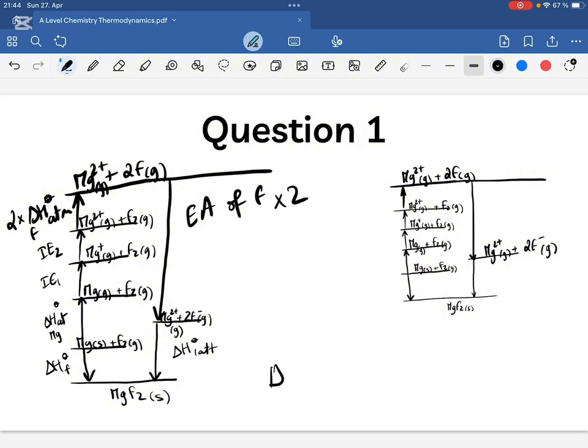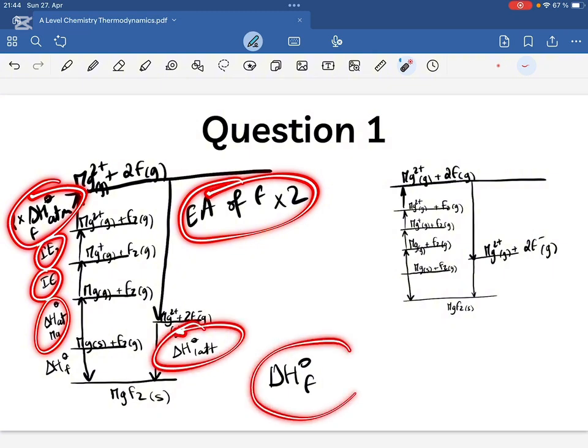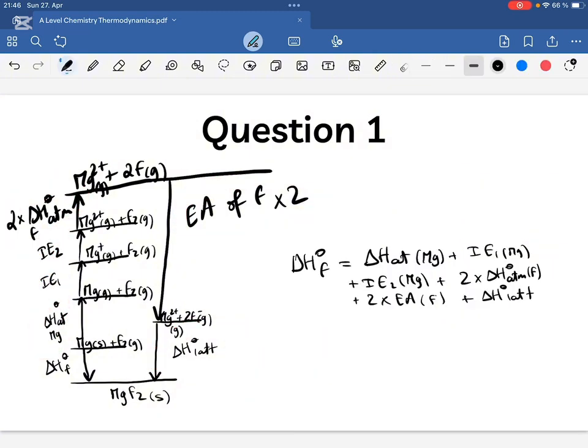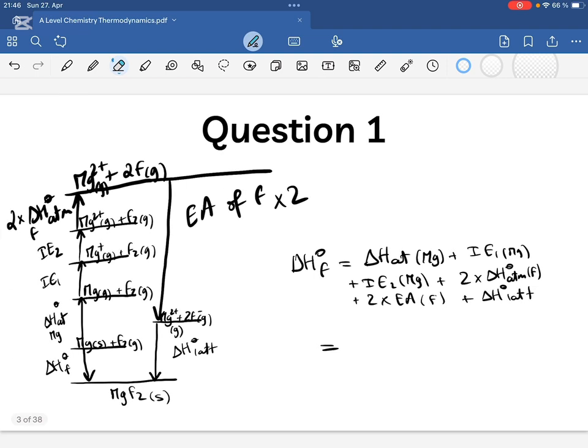Now the delta H formation is equal to all of these values. We add them all together and we're going to get the delta H formation. So I have this equation over here and now I need to add the values from the table. The delta H atomization, we get it from the table. It is plus 148 and I'm going to put all of these values. All of these values are from the table.